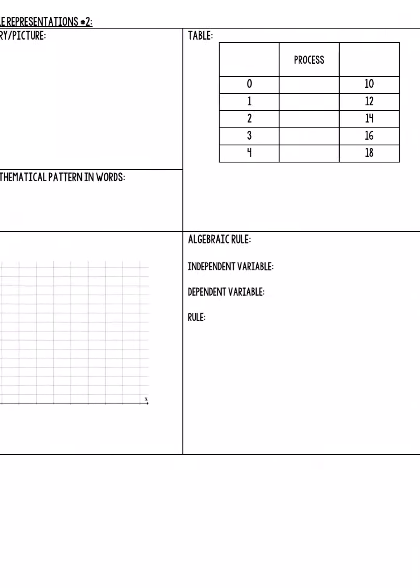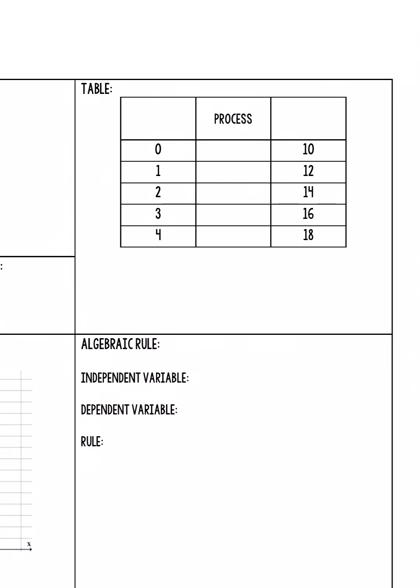This is the second example of creating multiple representations. In this example, we were given a table, and we want to take this table and come up with a situation, story, or picture, a graph, and an algebraic rule. So the easiest way to start this is to look for a pattern. What do we notice in this table?